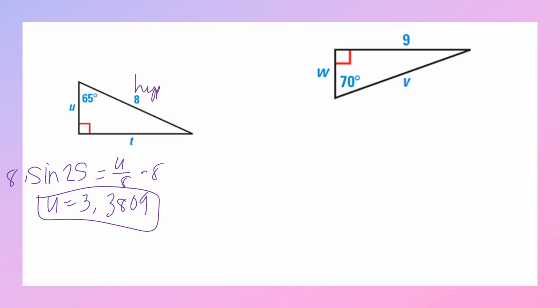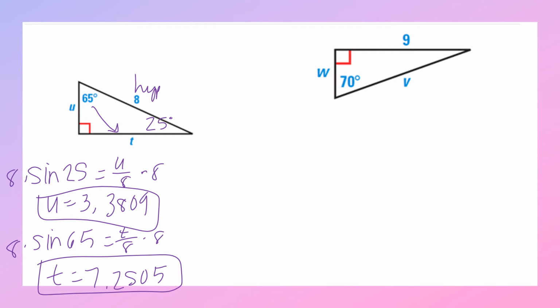Then to find T, if you want to do cosine, sine, or tangent, doesn't matter which one. I did sine of 65. And that gave me the opposite, which is T, over the hypotenuse, which is 8. So I need to multiply both sides by 8. 8 times sine of 65 is 7.2505, and that is what you get for T.